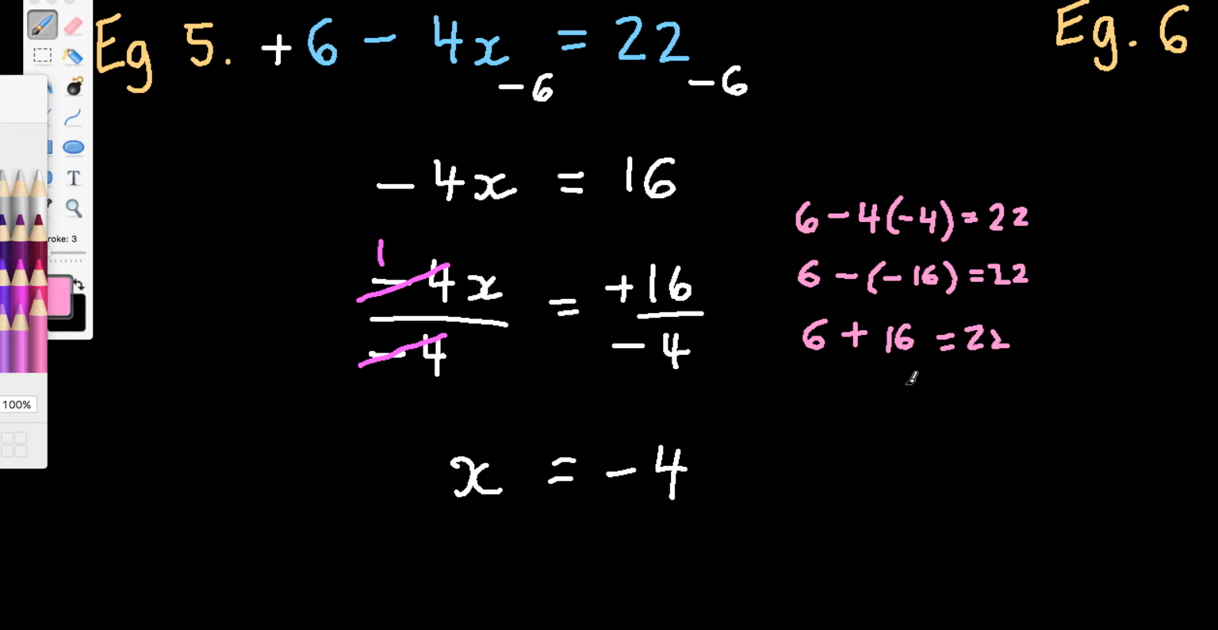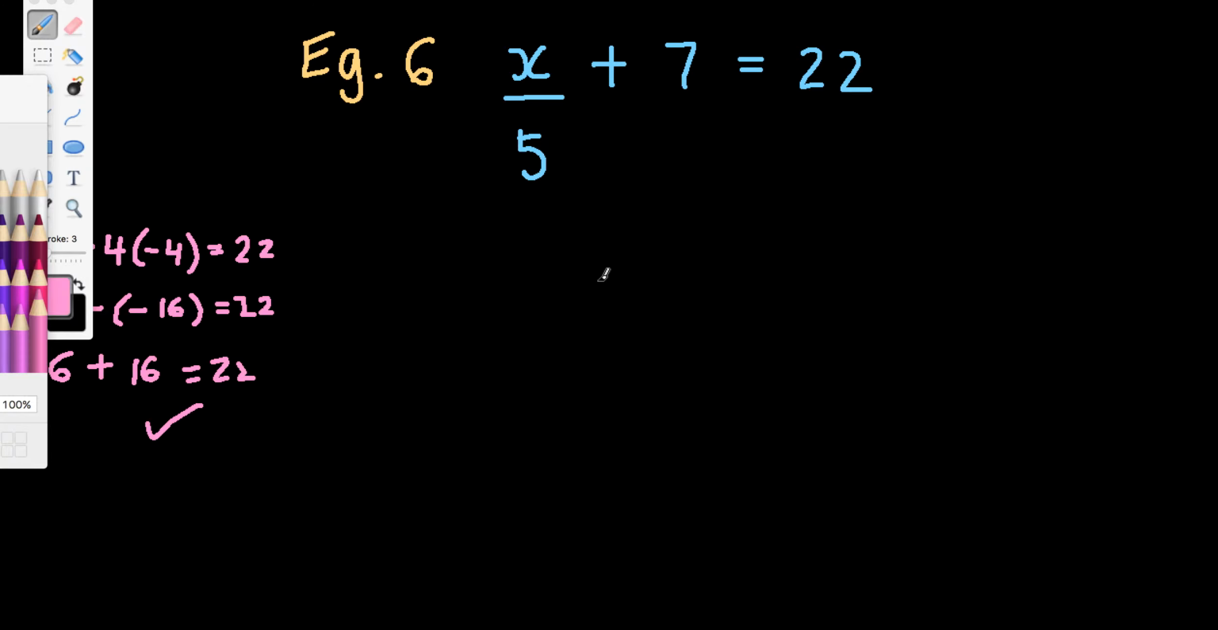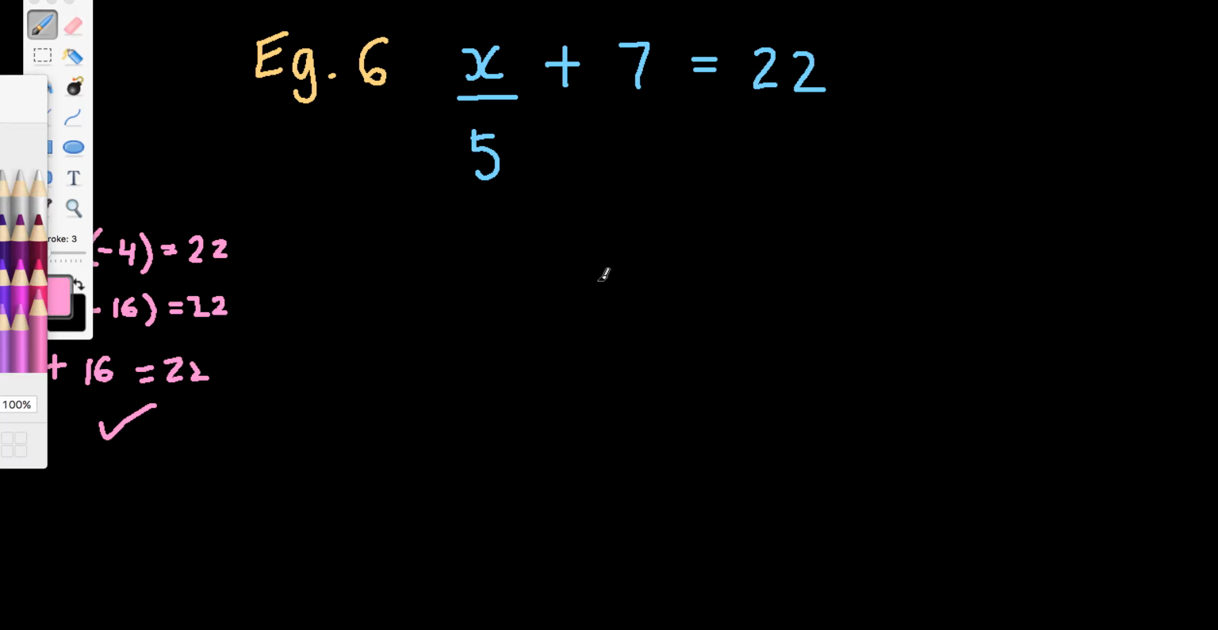And 6 plus 16 is 22, so this works. My left-hand side is the same as my right-hand side. So again, I might have forgotten to do that with the previous example, but always try and check your answer. Okay, so the last example of this form looks like this.